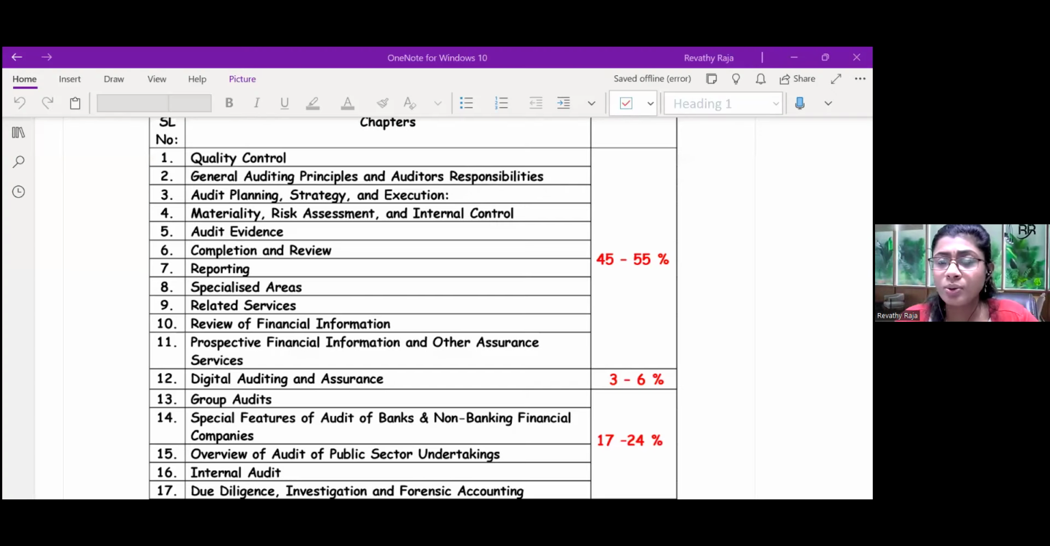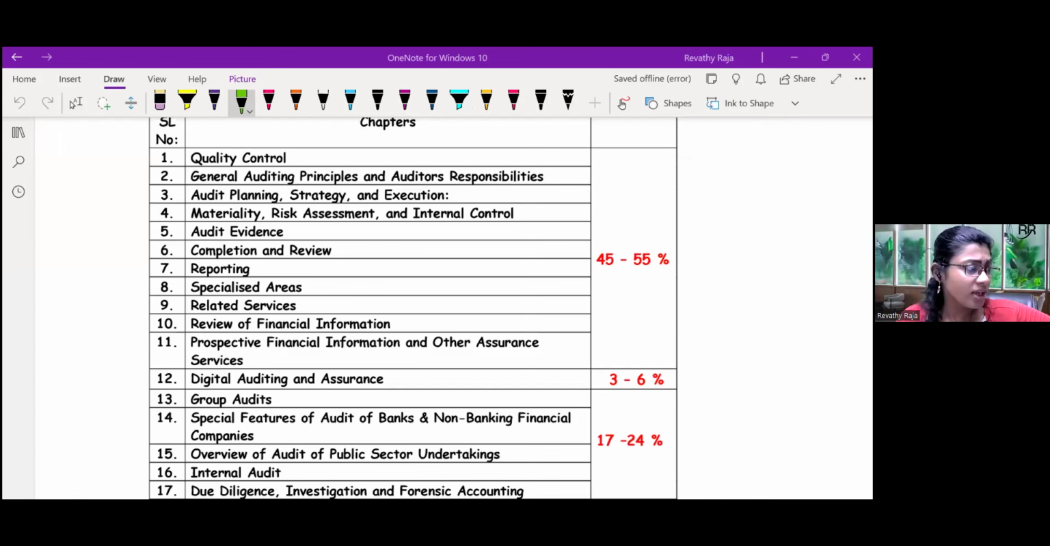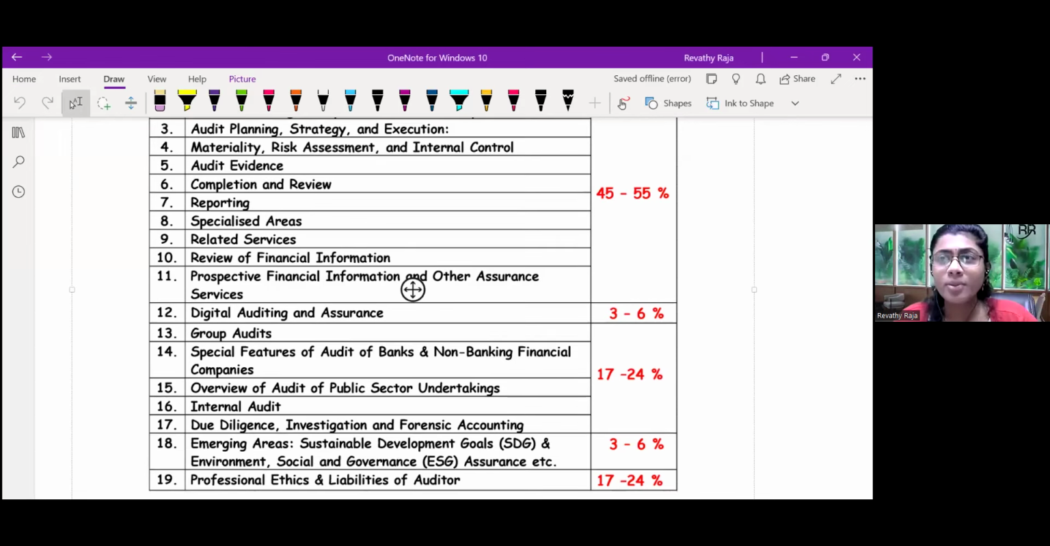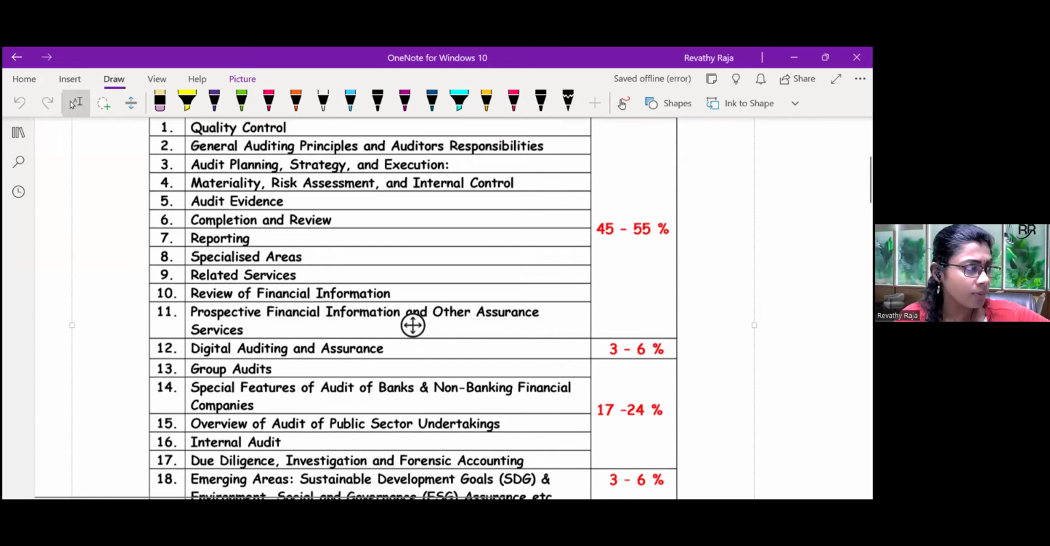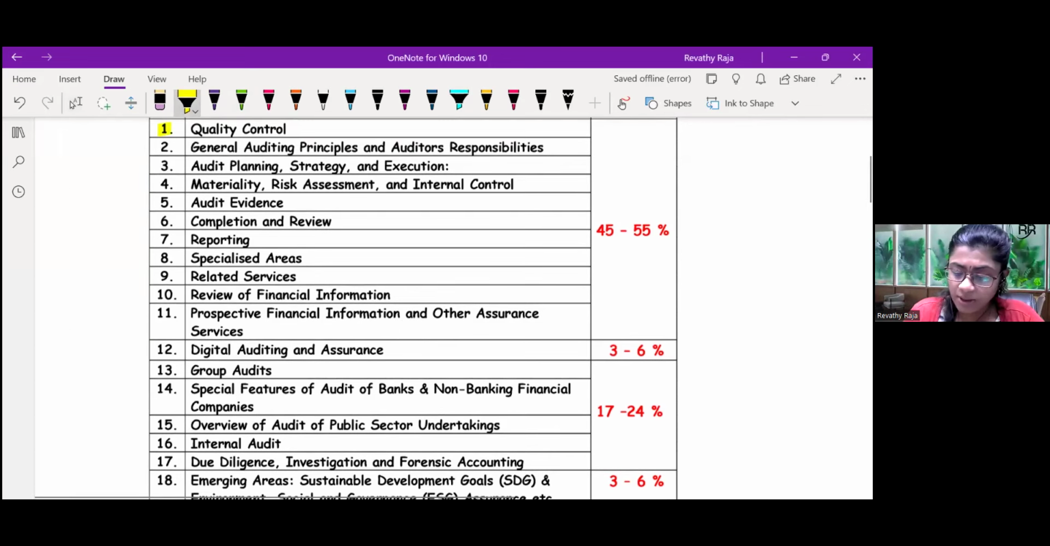So as we all know, in CA final, there are totally 19 chapters. I'm strictly going as per ICAI material order. Starting with chapter number 1 to chapter number 11, all these chapters relate to standards. From chapter number 1 to 7, it is Standards on Auditing, SA. Chapter number 8, it is SA 800 series. Chapter number 9, it is SRS. Chapter number 10, it is SRE. Chapter number 11, it is SAE.